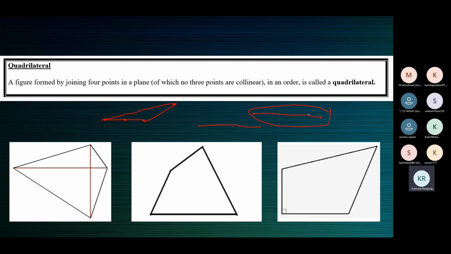So here all the 4 points were collinear, and we got a line segment. When 3 out of 4 points are collinear, again, we did not get a quadrilateral.